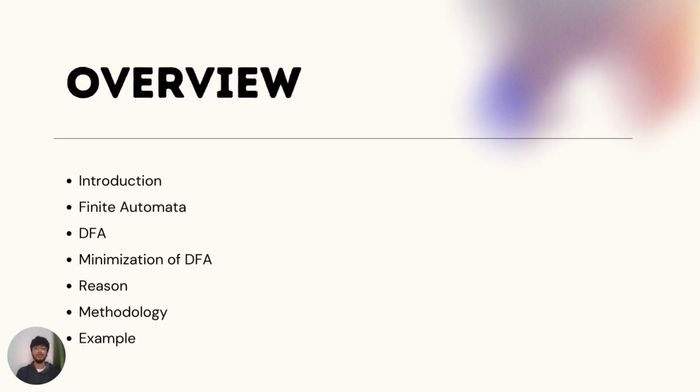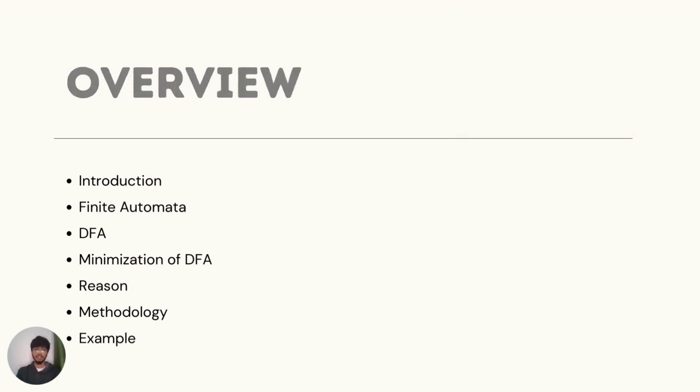Let's look at what we will be learning in this video presentation. First, we have an introduction to automata. Next, we have what are finite automatas. Then we move on to DFA. We need to understand what a DFA is so that we can properly minimize it. Then comes the main issue for this presentation, that is the minimization of DFA, followed by the reasons we do it, the methodology, and we end off with an example so that we can better understand and learn.